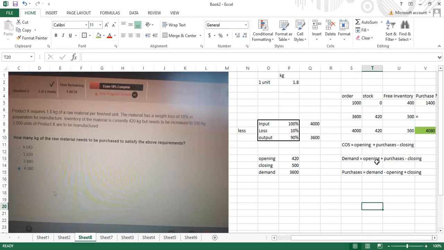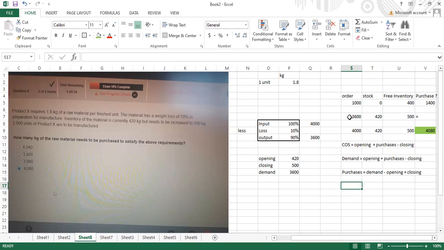And then I said that when you get this, you can just rearrange this equation. And I said that we have to calculate purchases. So I wrote purchases here, and this opening and closing I took to the left side, and that's why the opening became negative and closing became positive. And then this is the thing.